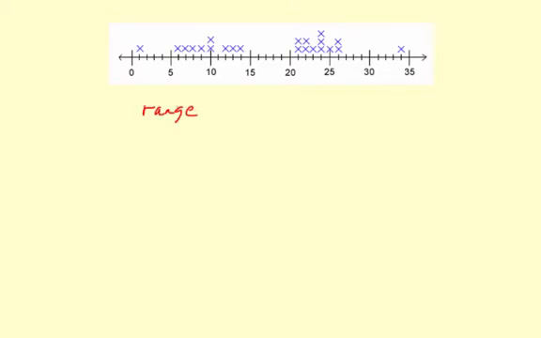That's how spread out the data is between the max and the min. So it's from 1 to 34. So basically you just do 34 minus 1 equals 33.